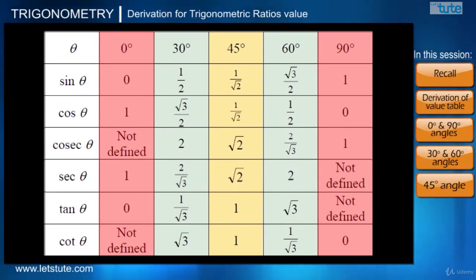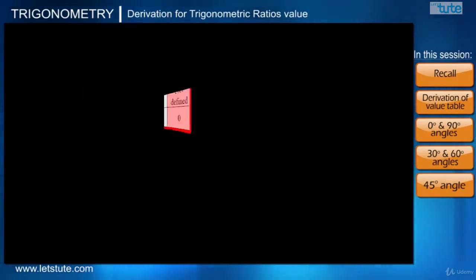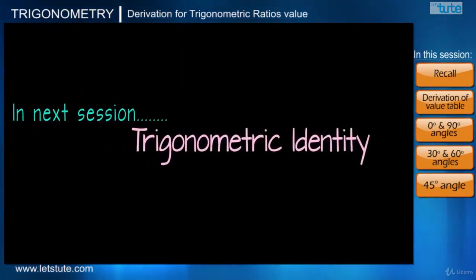So this was the logic with which the trigonometric ratio values are derived and defined for specific angles. So friends, in trigonometry there are many more things to learn, and in the next session we are going to learn the most important concept, that is trigonometric identities.